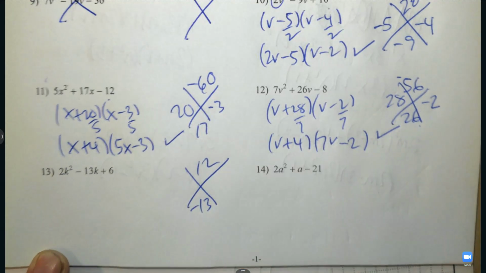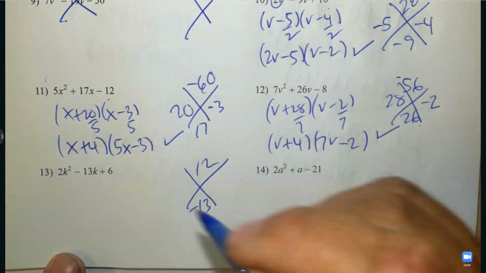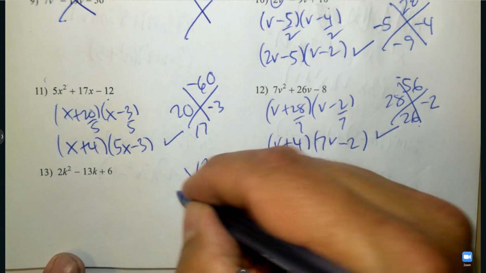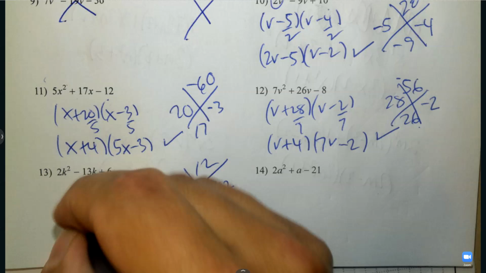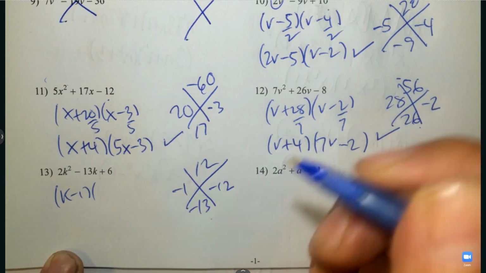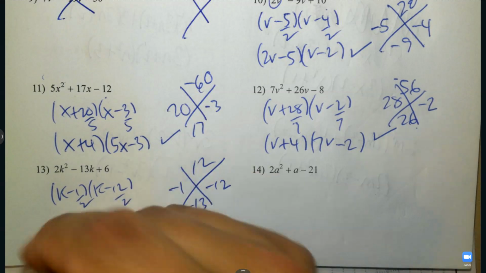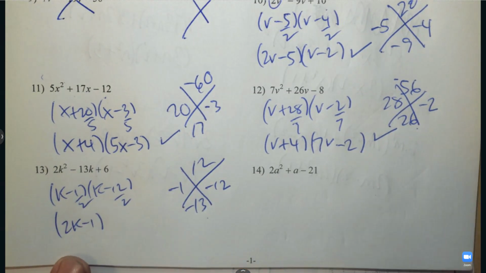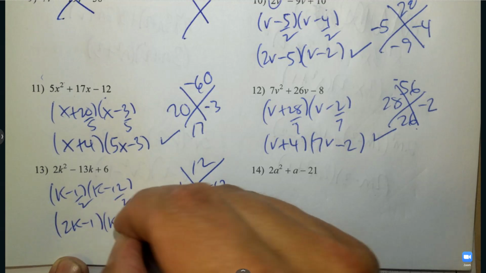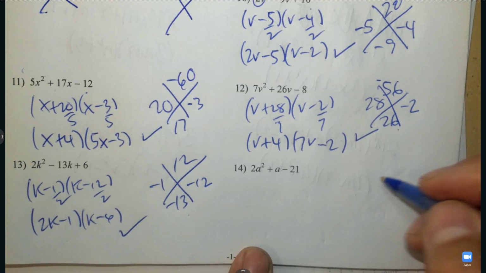Keep going. 2 times 6 is 12 and negative 13. So the two numbers are negative 1 and negative 12. They multiply to 12 and add to negative 13. So write those down, negative 1 and negative 12. Divide by 2. So 1/2 is in lowest terms. Slide the 2 in front. 12 divided by 2 is 6. And you got it.